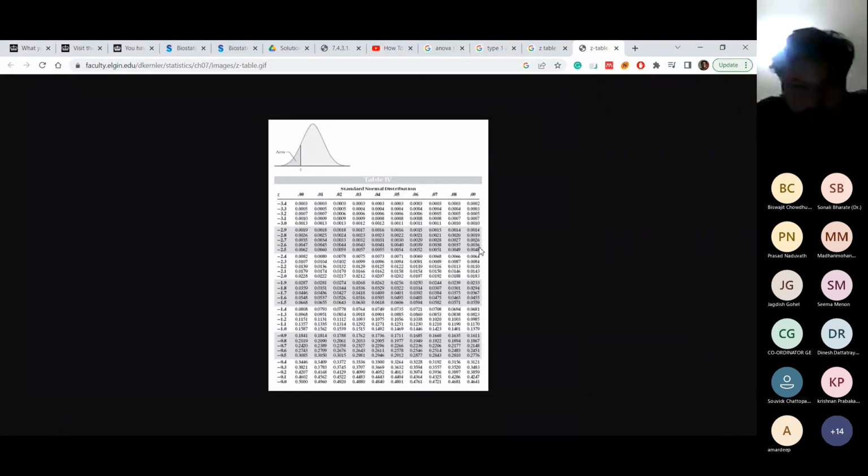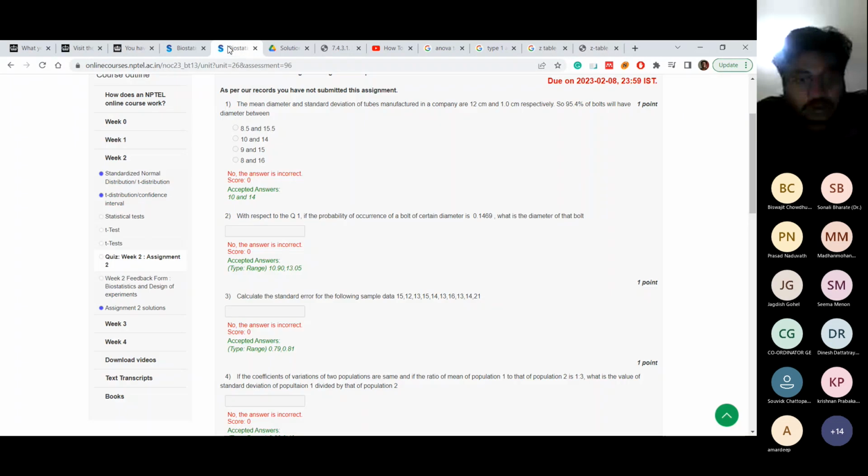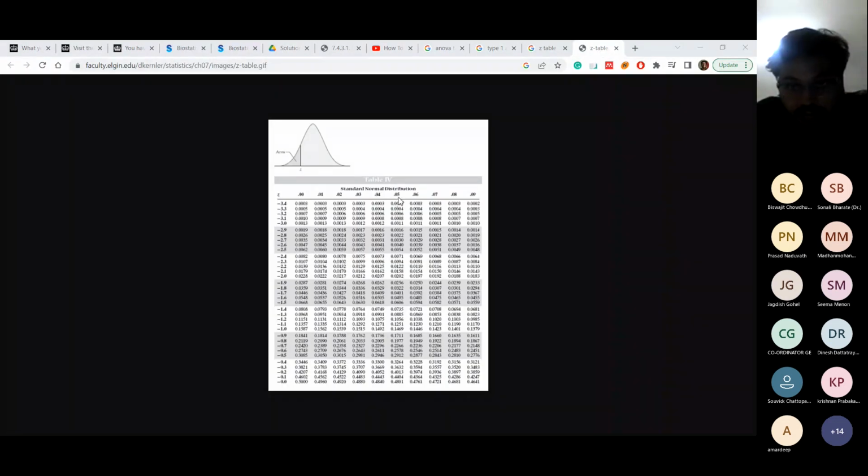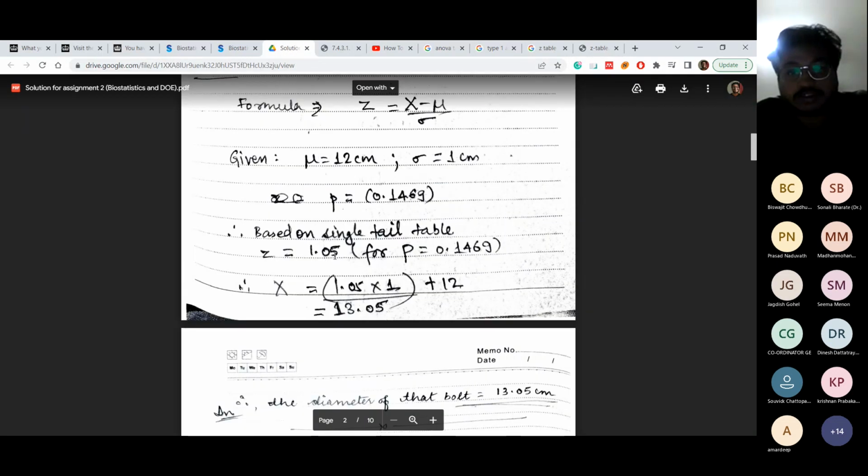Yes, sir. So in the question, we are given a P value, which is 0.1469. In the Z table, at 95% confidence interval, that is 0.05, we'll look at where the value is 0.1469, which is here. And we'll get the corresponding Z value, which is plus or minus 1. Both of them are the same because the distribution is symmetric. If you have different tables, it might give slightly different values. Therefore, in the solution, the value is 1.05.